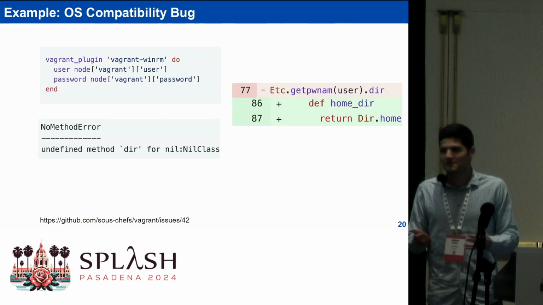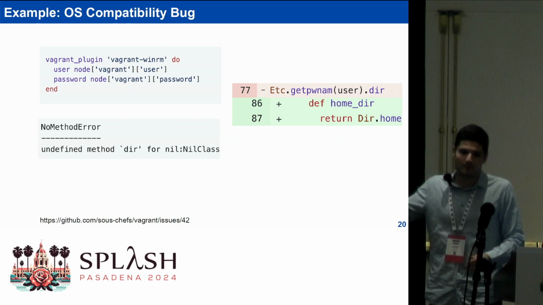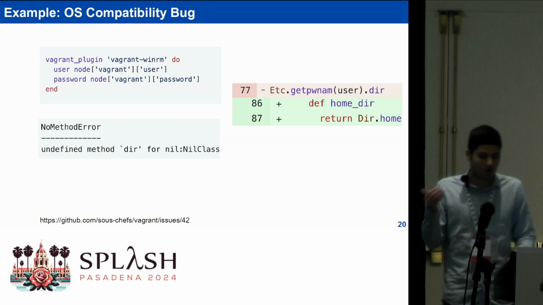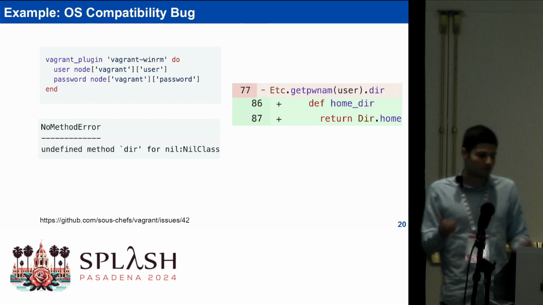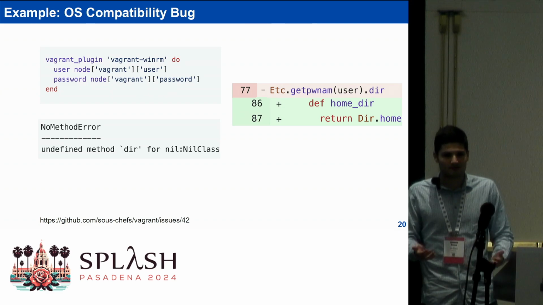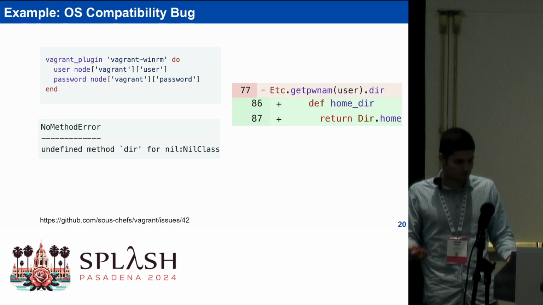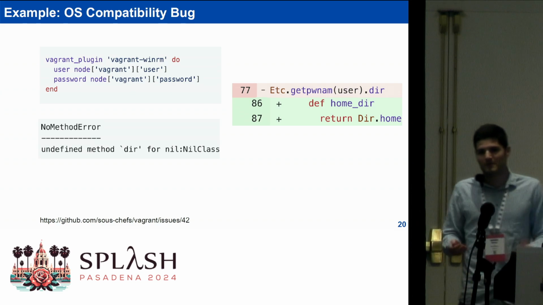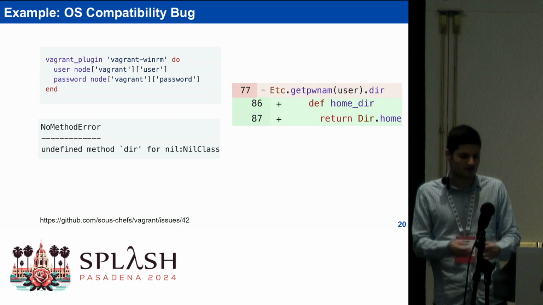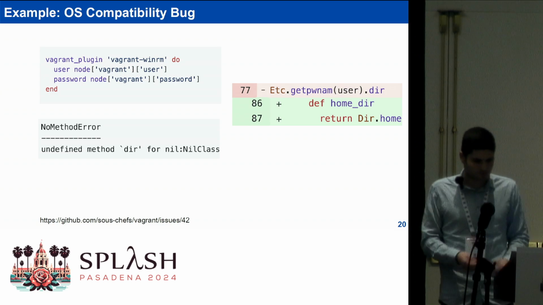And this happens because in our code, at some point, we tried to retrieve the home directory of the user, and we use a Unix-specific command, which leads to a crash on Windows. And to fix this issue, the developers replaced this command with an OS-agnostic operation.